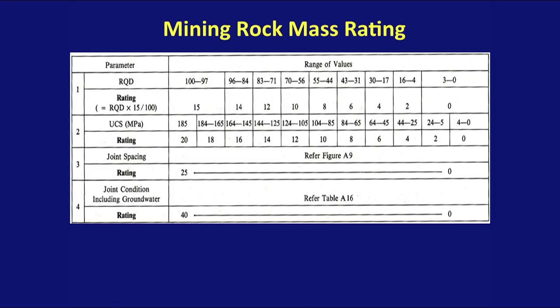Laubscher allocates a maximum value of 20 to that. And then he deals with joint spacing and the joint condition, including groundwater. So he's combined those 2 parameters into one, the condition and the groundwater. And the maximum rating for the joint spacing is 25, and for the joint condition and groundwater is 40.